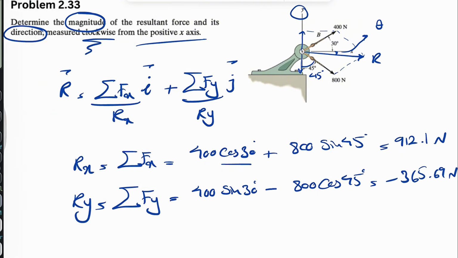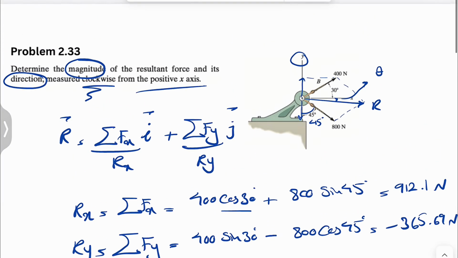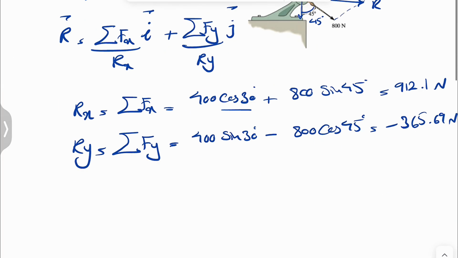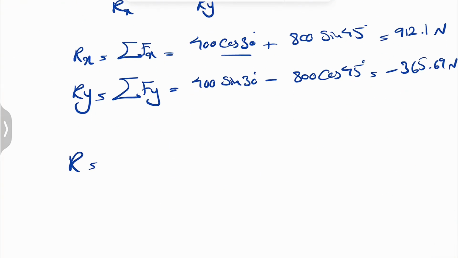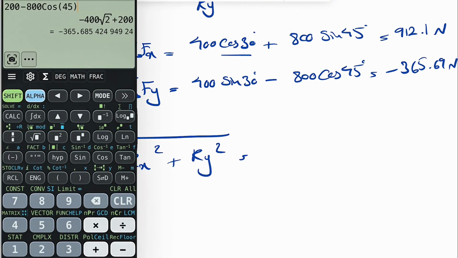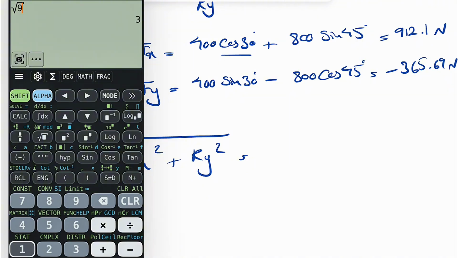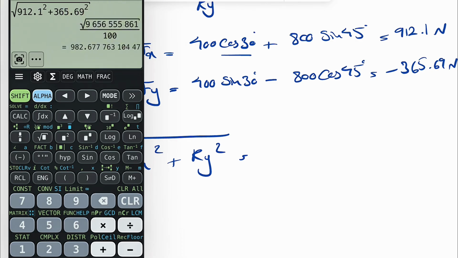365.69 newtons. And if you want to find the magnitude, which is the first part of this question, our R would be the square root of Rx squared plus Ry squared. So square root of 912.1 squared plus 365.69 squared, and that's going to be around 983 newtons.